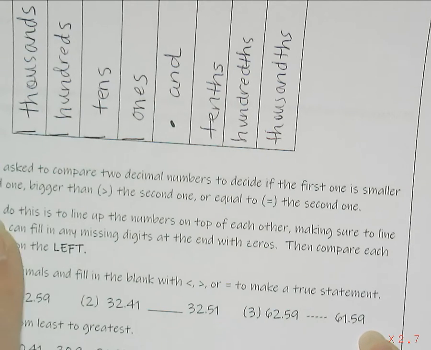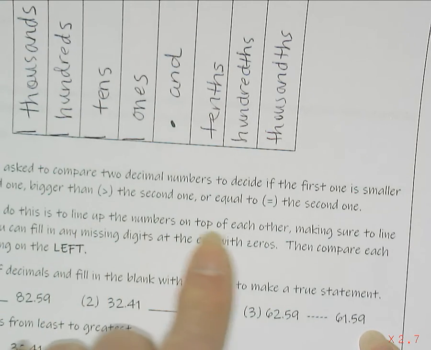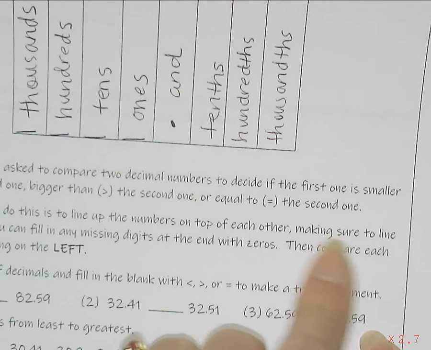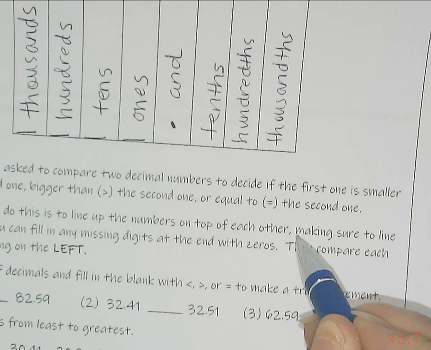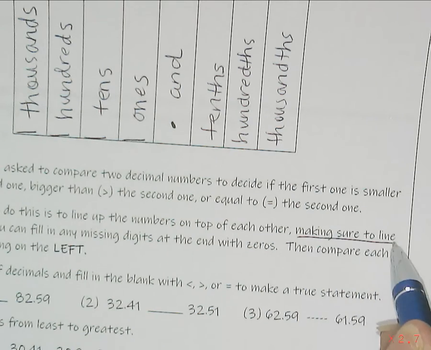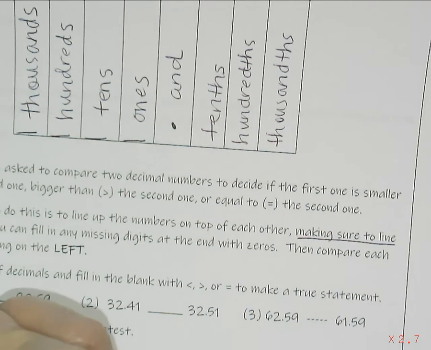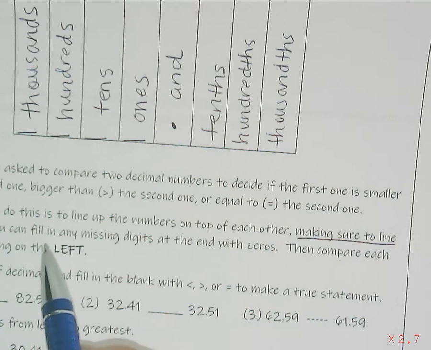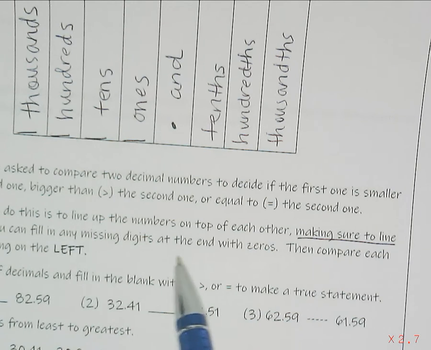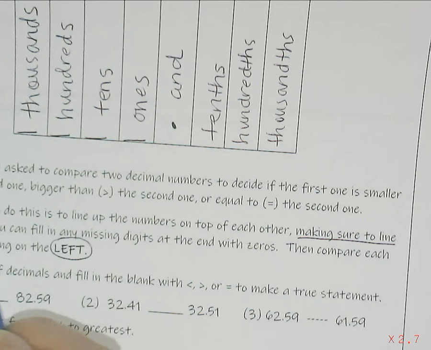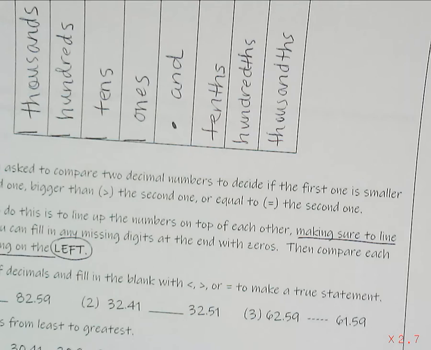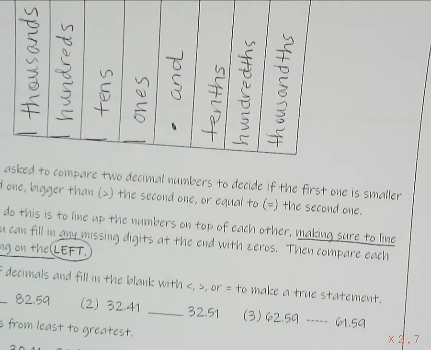The easiest way to do this is to line up the numbers on top of each other, making sure to line up the decimals. Let's underline that because that's going to be critical. Making sure to line up the decimals. You can fill in any missing digits at the end with zeros. Then compare each set of digits starting on the left. Let's underline that. That's important.